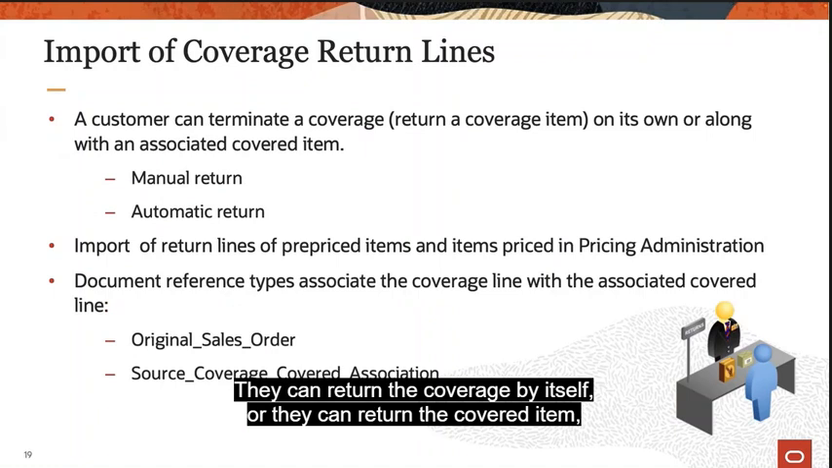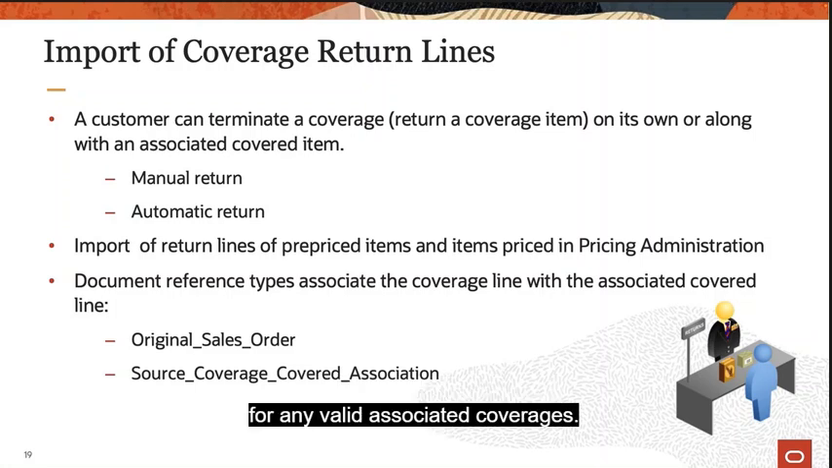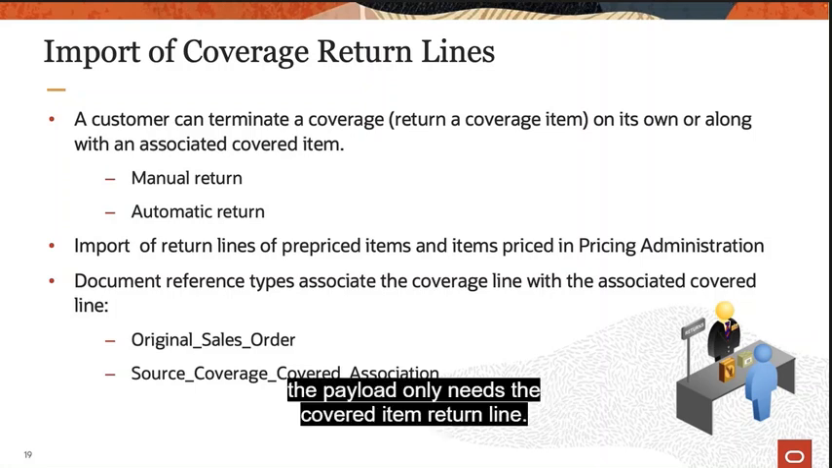If a customer wants to terminate coverage, they do that by returning the coverage item. They can return the coverage by itself, or they can return the covered item, and in that case, the associated coverage is returned automatically. For an automatic return triggered by returning the covered item, if the order was pre-priced upstream, the import payload must include the return line and the return lines for any valid associated coverages.